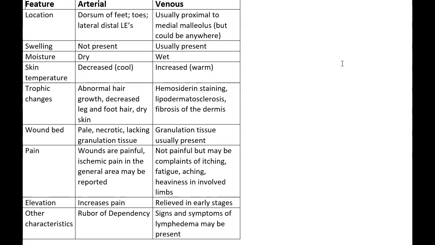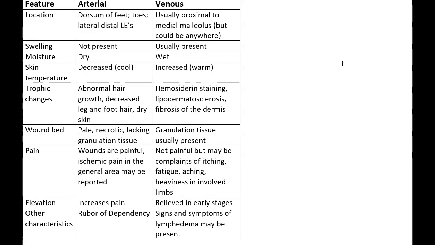So, we have differences in location. We have difference in whether there is or is not swelling. Yes in venous, no in arterial. Moisture, arterial is dry, venous is wet. Skin temperature in arterial wounds, or a state of arterial insufficiency enough to cause a wound, usually the skin temperature is cool. Why? Because there's not enough blood there. You would maybe describe it as cold.